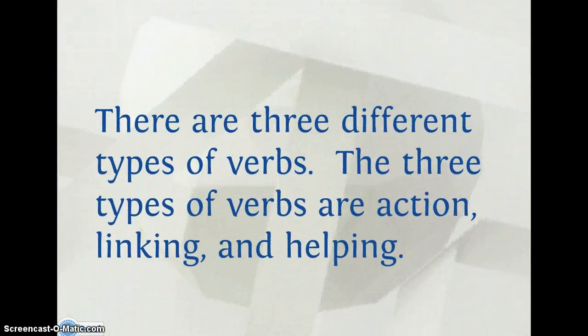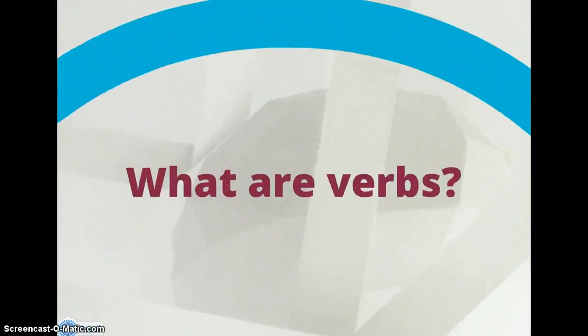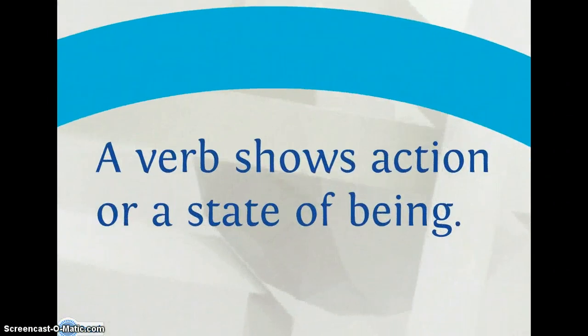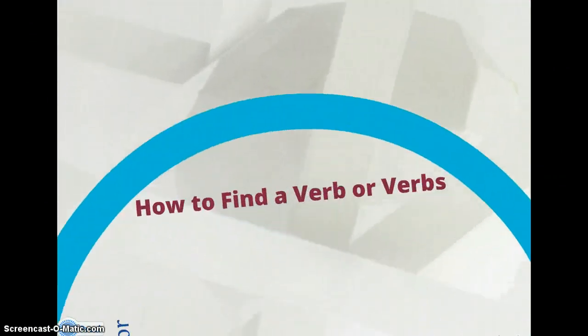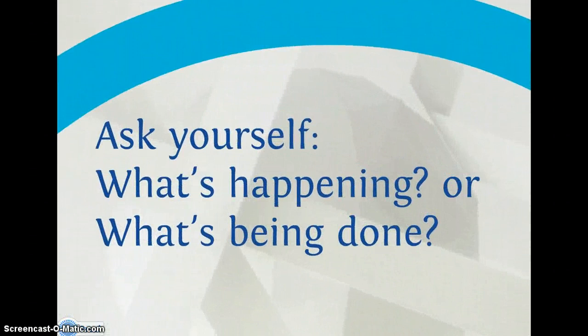Identifying verbs. There are 3 different types of verbs. The 3 verbs are action, linking, and helping. So what are verbs? A verb shows the action or the state of being. And the way that you find a verb is ask yourself what's happening or what's being done.